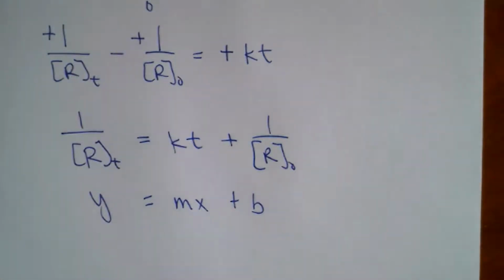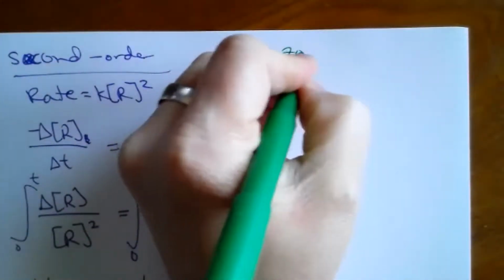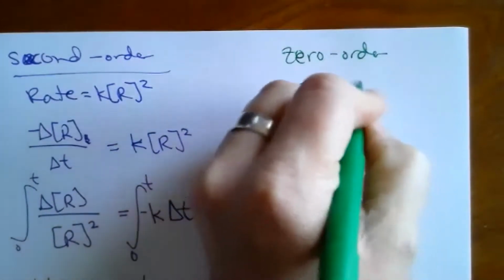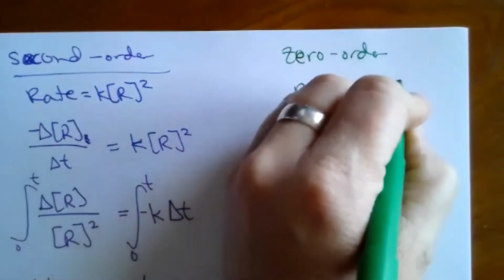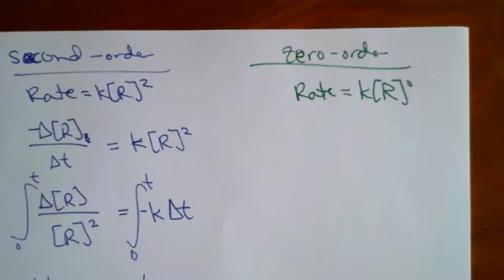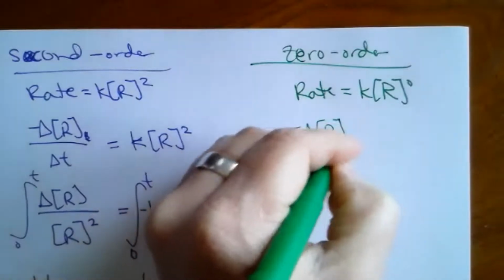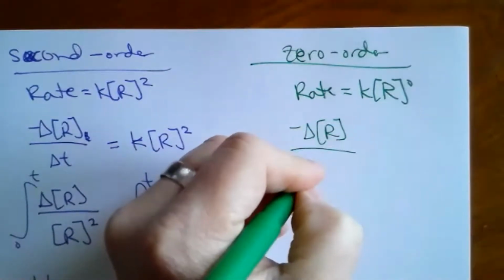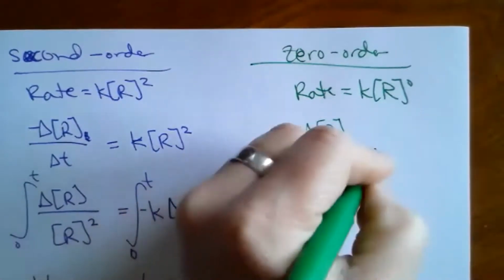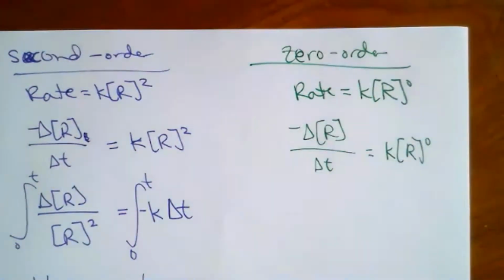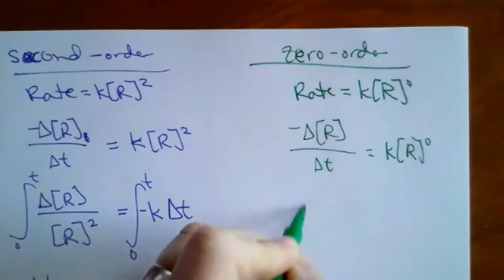What about zero order? For a zero order reaction, my rate law says rate equals k times reactants to the 0 power. Substituting in negative delta R over delta t for the rate of the reaction, I get this. Combining like terms.